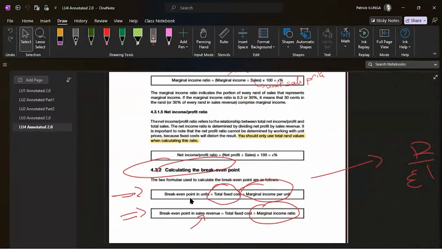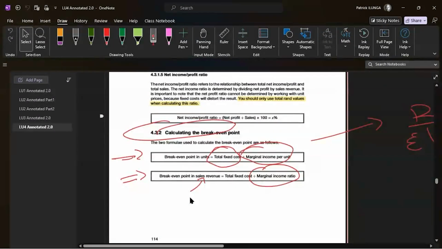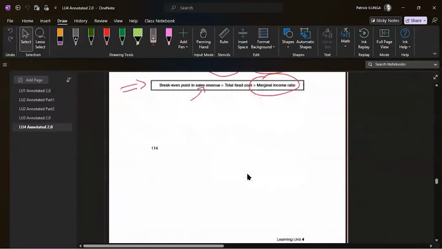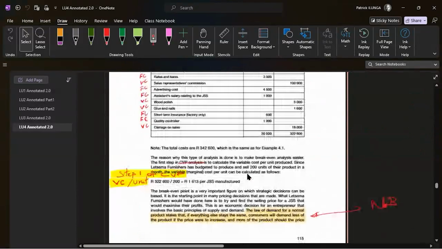for your break-even point. What is the break-even point? The break-even point is the point where you have covered all your cost, but you have not made any profit yet. Okay, you can also find that break-even point in terms of revenue. So you take your total fixed cost divided by the marginal income ratio. Marginal income ratio, right?